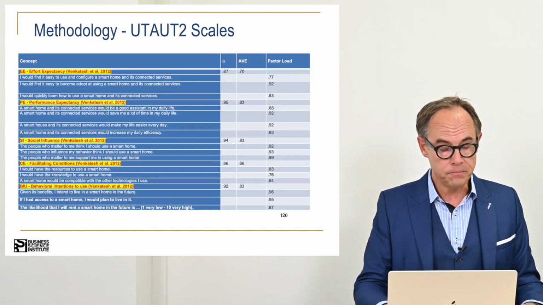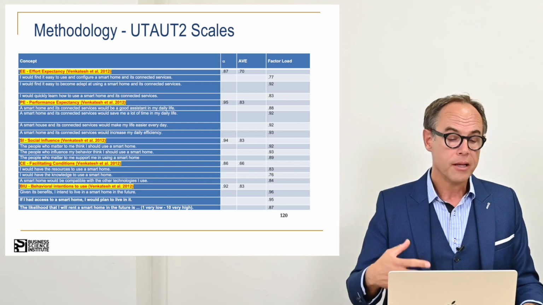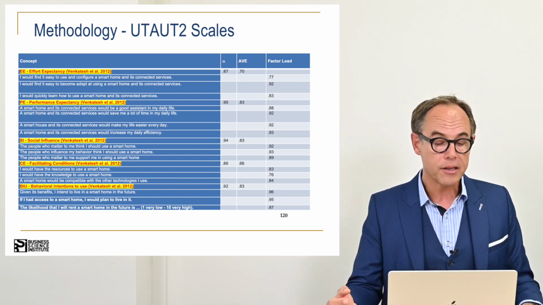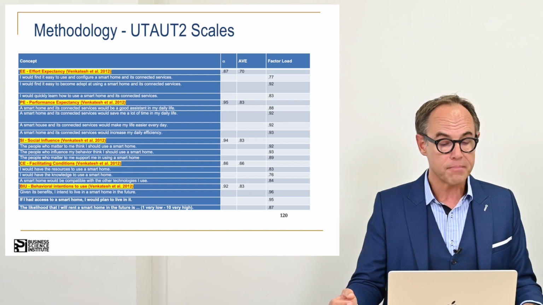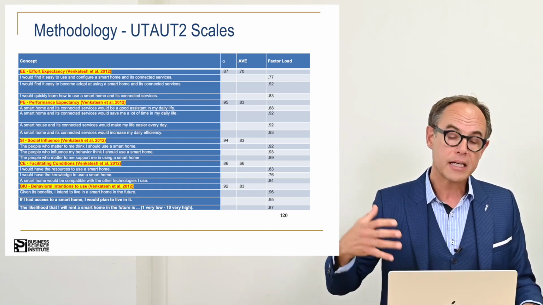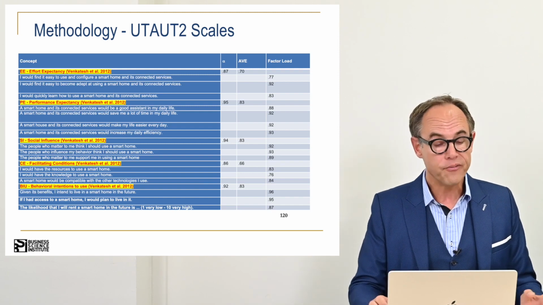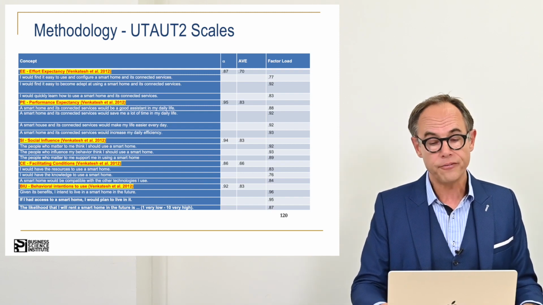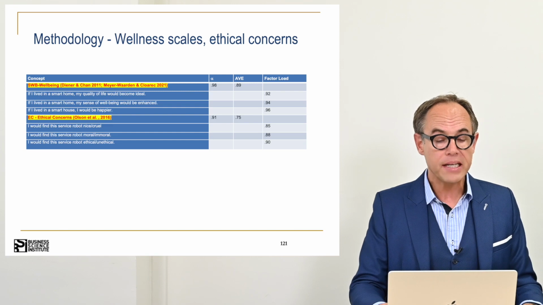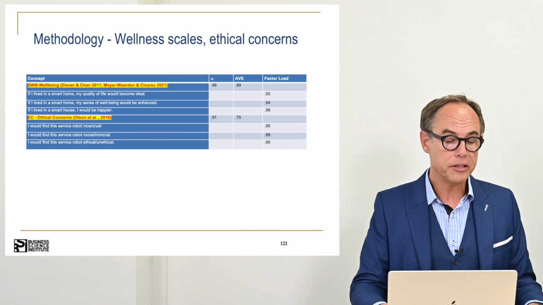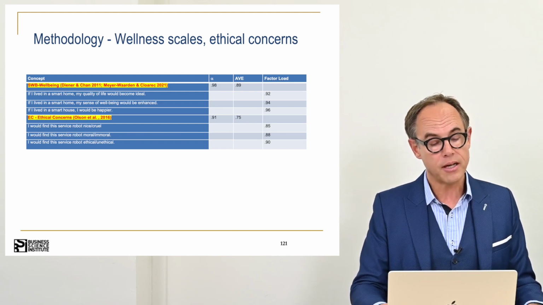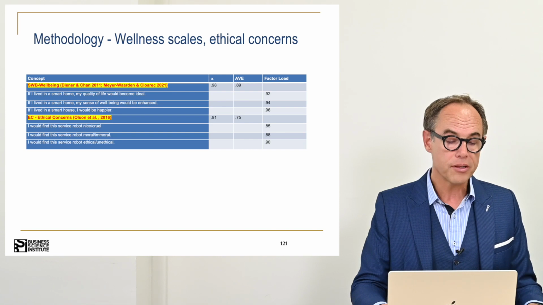Here are the different scales. So you can see the UTAUT concepts, effort expectancy, performance expectancy, facilitating conditions, behavior intention to use, and social influence, which come from UTAUT, Venkatesh and colleagues 2012. The well-being scales come from Diener and Chan, and a scale which I developed with a colleague, Julien Klorek. Ethical concepts come from a scale developed by Olsen and colleagues.